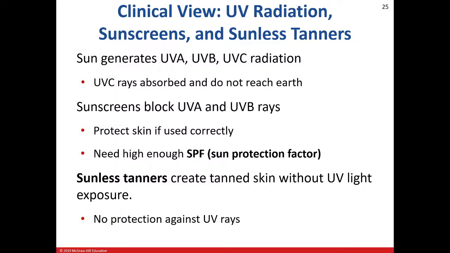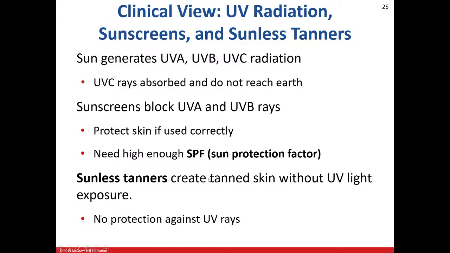We mentioned the sun's radiation produces UVA, UVB, and UVC radiation. The UVC rays are absorbed in the atmosphere and they don't reach the Earth. Sunscreens or sunblock blocks the UVA and UVB rays, and it can protect the skin if it's used correctly. But you need a high enough SPF factor. SPF is the sun protection factor.